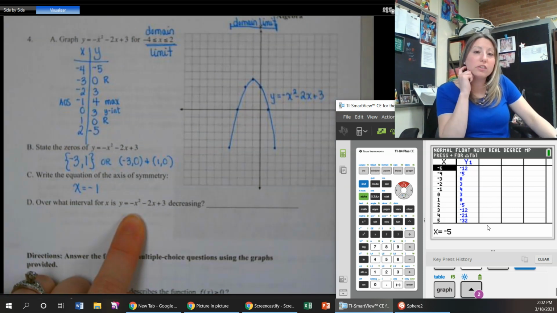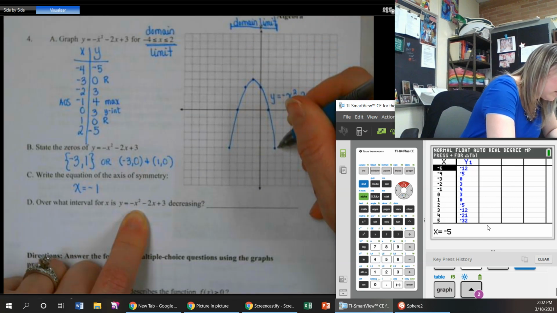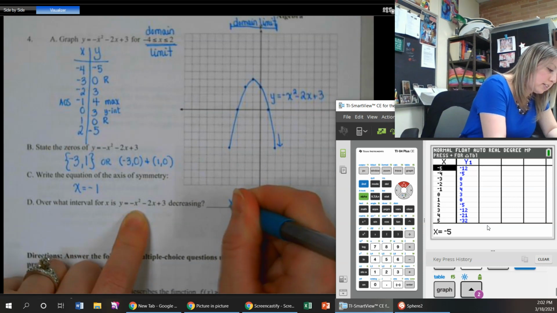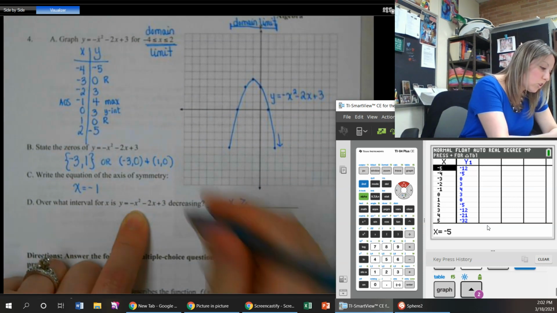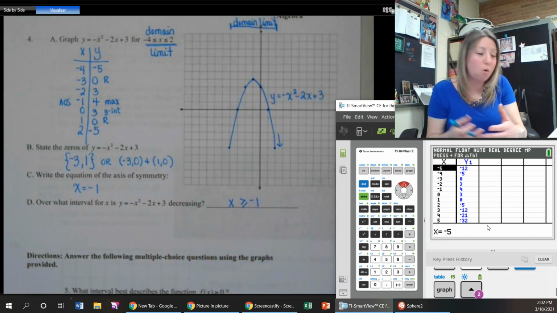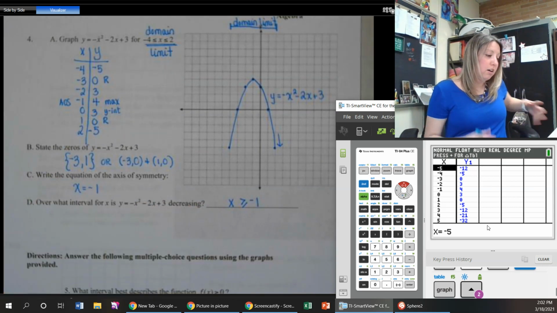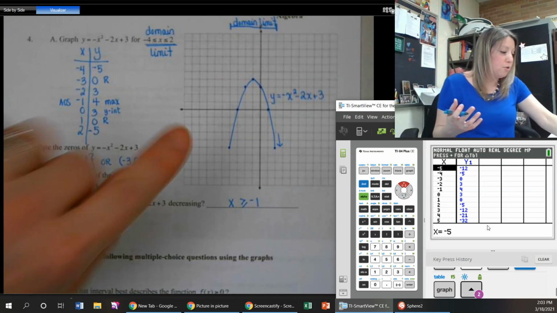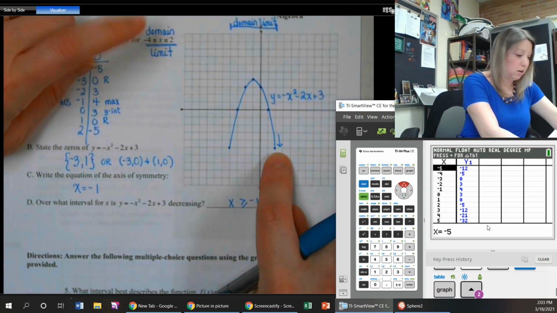Over what interval is our function decreasing? So this side of the axis is the decreasing side, right? So what side of the axis of symmetry are we on? We're on the upper side, the side that are the points that are greater than negative 1. So x is greater than or equal to negative 1 would be our decreasing interval for this particular parabola. Remember, no arrows on the end when you're given a domain limit, and that's back from chapter 3. We learned it back then.